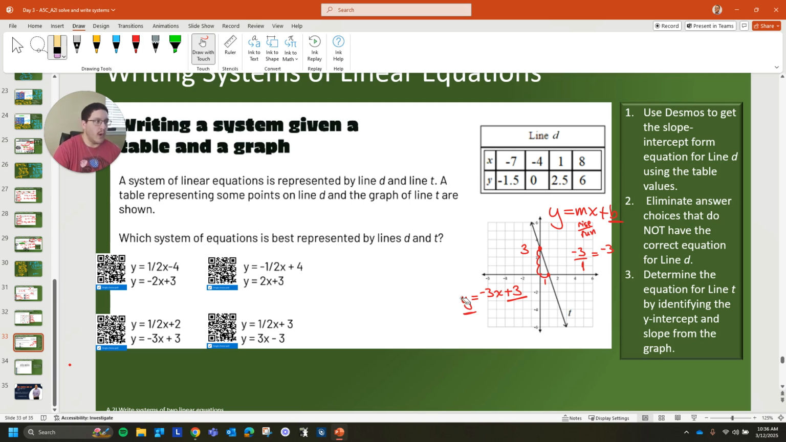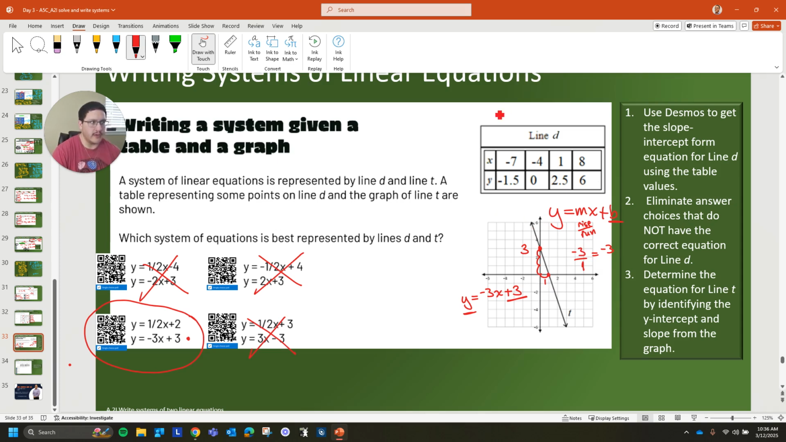Anyways, so one of our equations from the slope is negative 3x plus 3. So now let's look at one of these equations. Negative 3x plus 3, I don't see it here. Negative 3x plus 3, I don't see it here. I do see it here, but not here. Okay, and there we go. We didn't even have to use the table. I'm going to show y'all how to use the table anyways, but we eliminated all the answer choices based on our slope-intercept form knowledge of line T.